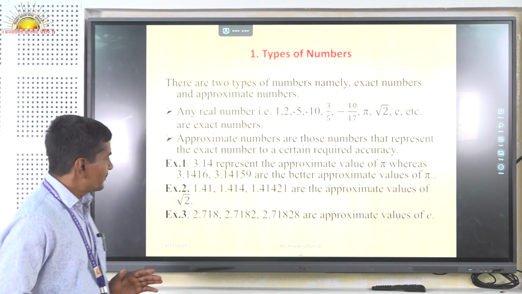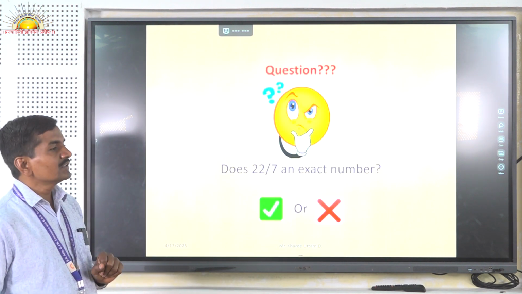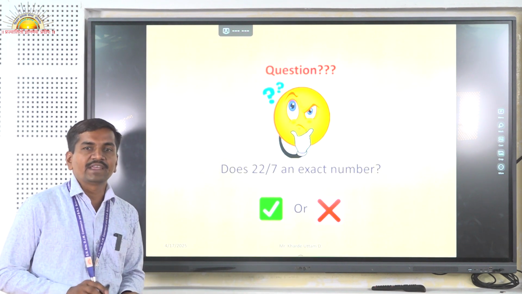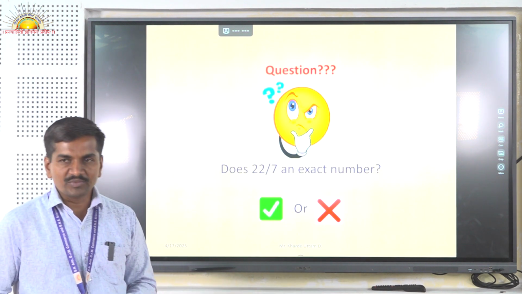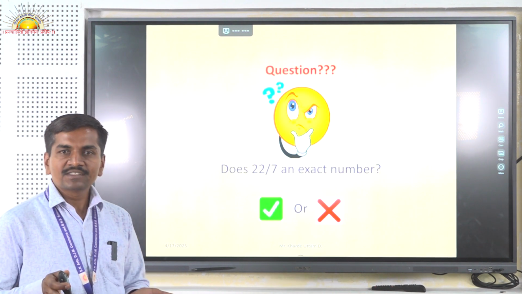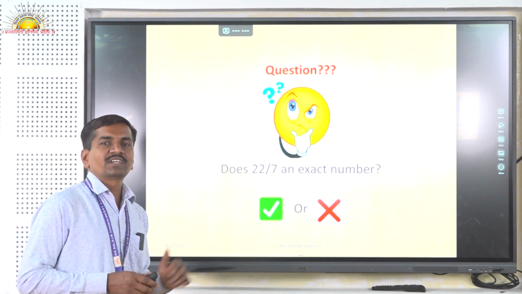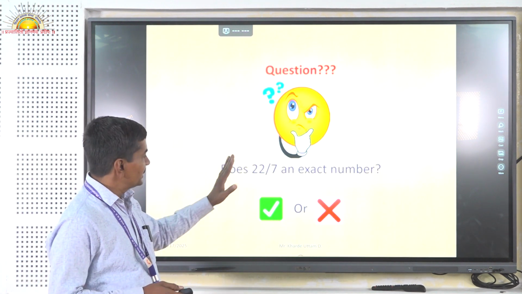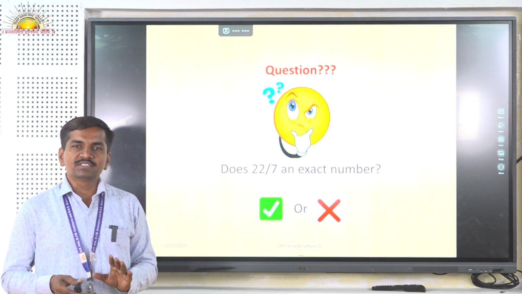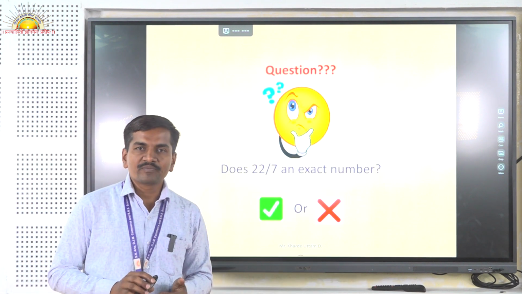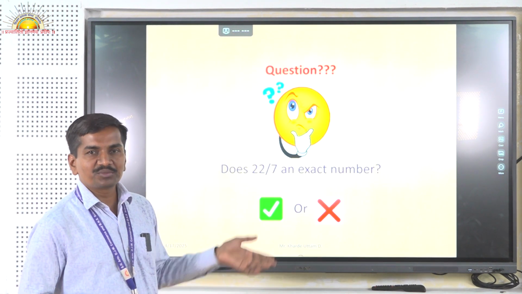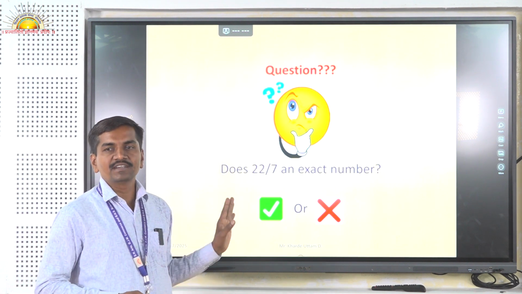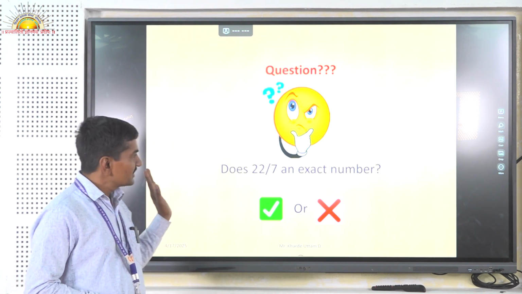Now, the question is, is the number 22 by 7 an exact number or an approximate number? Any guess? Now, 22 by 7 is written in its own form, which is a real number. Therefore, the correct answer is that it is an exact number. Is that clear? Yes. Okay.